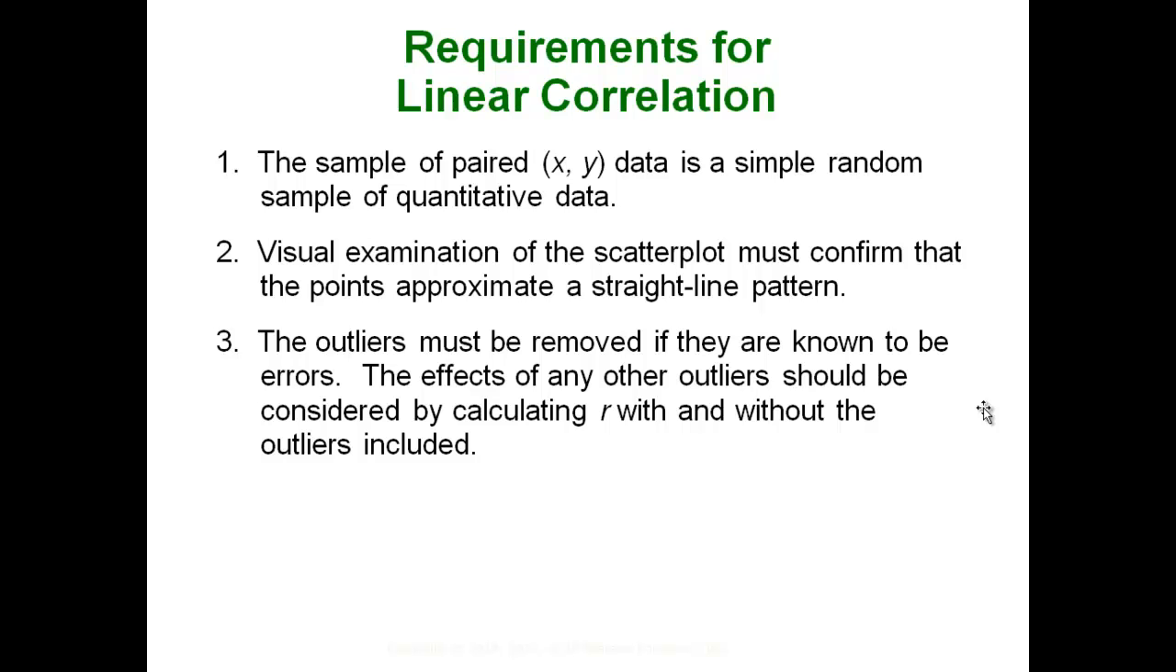Okay, like all of our other tests, we always have requirements before we can run them. In order to run this, our sample data have to be paired, right? There has to be an X and a Y, and each set of X and Y has to come from one item being measured, whether it's people or cities or countries, something being measured two different ways. It has to be a simple random sample as always. It has to be quantitative data as always, or we can't run these types of things on it. You should always run a visual examination of your scatterplot data to confirm that the points actually have some sort of approximate straight line pattern.